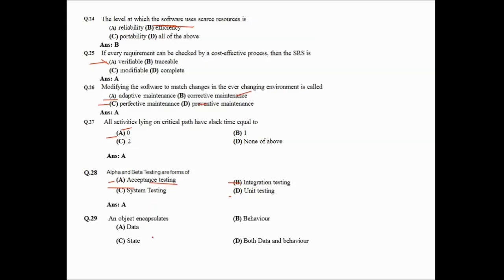An object encapsulates what? Data, state, behavior, both data and behavior. So it is D, both data and behavior, means data variables and functions. Now in function point analysis, FPA, number of general system characteristics used to rate the system are 10, 20, 14 and 12. It is 40. Aggregate represents is a relationship, part of relationship, composed of relationship, none of the above. Aggregate is a composed of relationship.